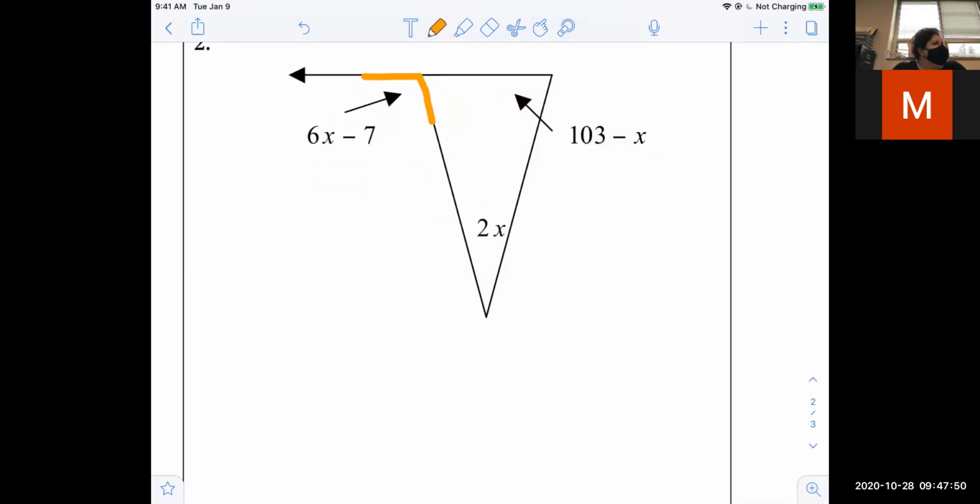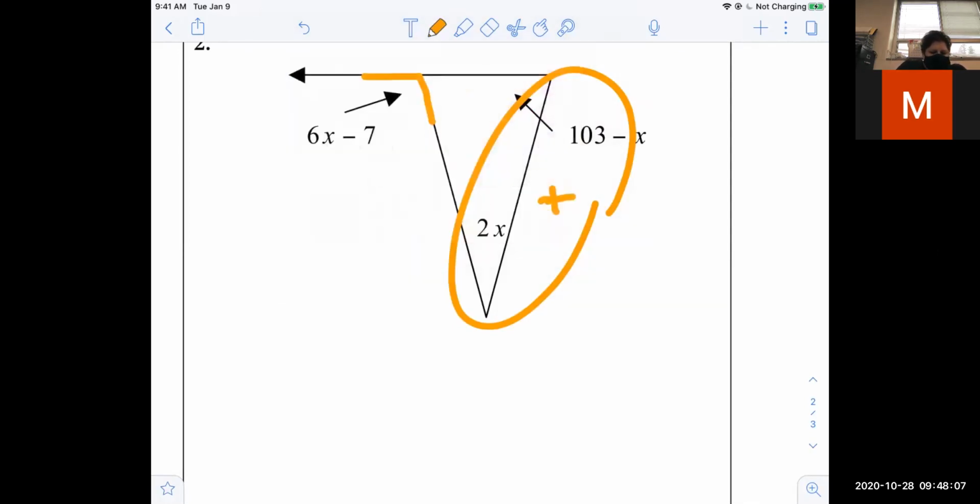Which angle is the exterior angle? Okay, so then that's going to equal what? Added together. Make sure that you identify the exterior angle. It will always be bigger than either of the two remote interiors because it's the sum of them. So 6x minus 7 would equal 2x plus 103 minus x.